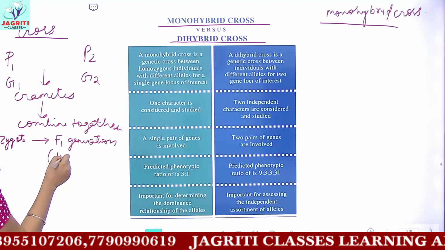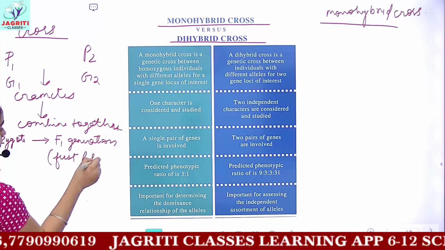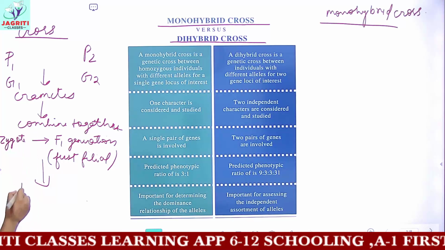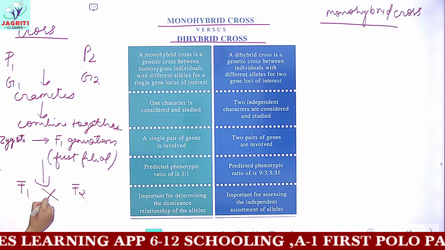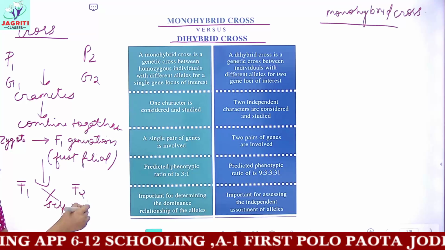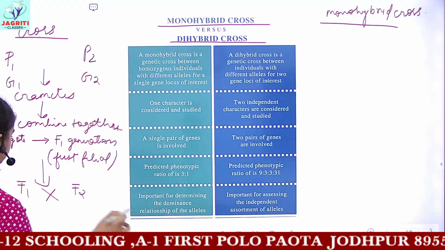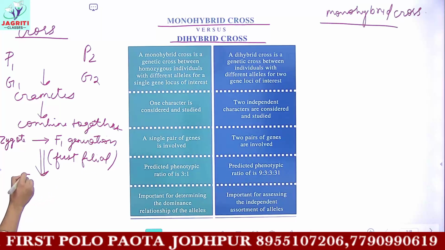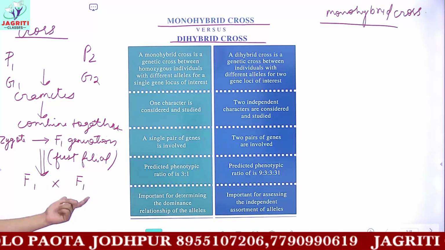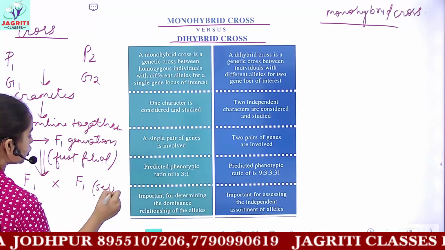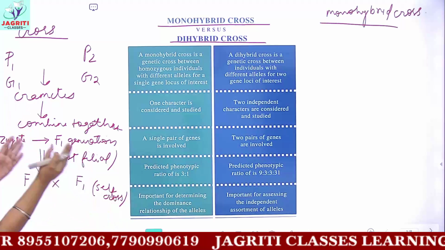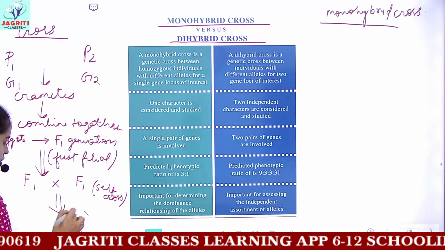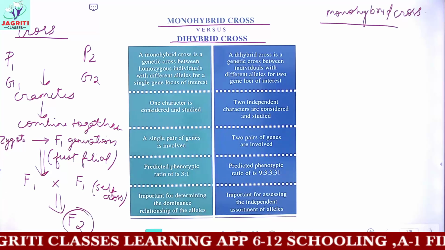F1 means first filial generation. After the formation of the first filial generation, we take the F1 generation and self-pollinate, or you can write self-cross. So we take F1 and F1 and cross the F1 generation together. It is known as self-cross because F1 is crossed with F1 itself. And after this cross, you obtain a generation which is called F2.